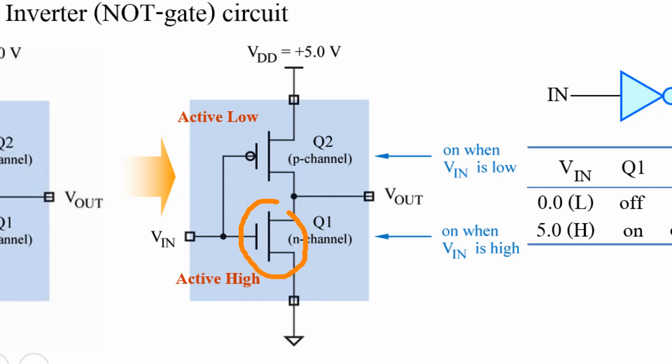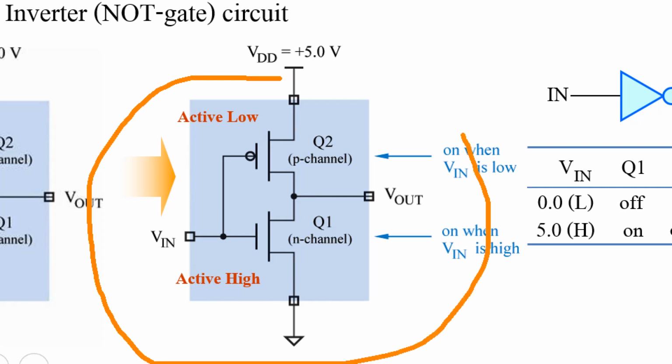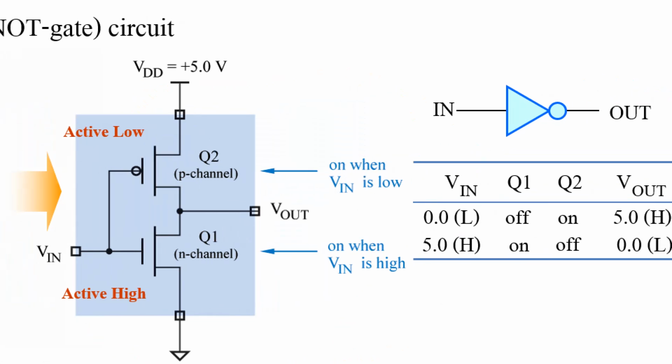Similarly, for this transistor, this one is active high, with no inversion bubble. This transistor will turn on when you apply 5 volt or high voltage at the gate terminal. When you apply this, it will link between this point and this point, between drain and source, short together. That's all.